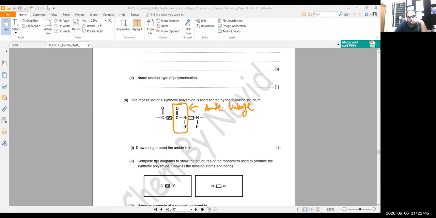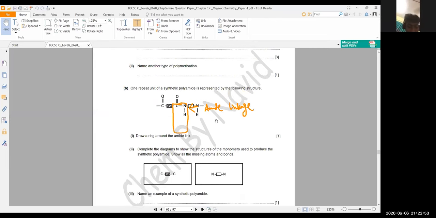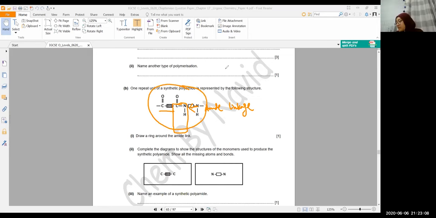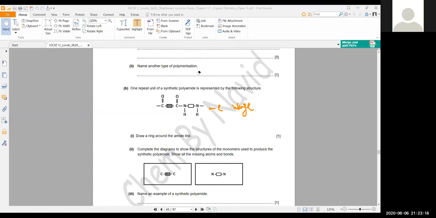Now they are asking us to draw the monomer. Can you people draw the monomer? What will be the monomer? Sir, the monomer of which one? This one. Dicarboxylic acid and diamine. Dicarboxylic acid and? Diamine. A-M-I-N-E. So this is going to be the dicarboxylic acid, and this is going to be the diamine. That's it. So you have learned what condensation polymerization is.